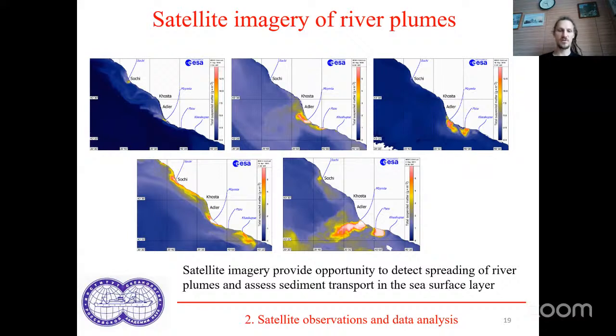You see turbid rivers, and you see that they have very different shapes. They could be stretched in different directions according to wind forcing. They can be small and can be big, and they have a very wide variety of possible shapes, forms and areas.